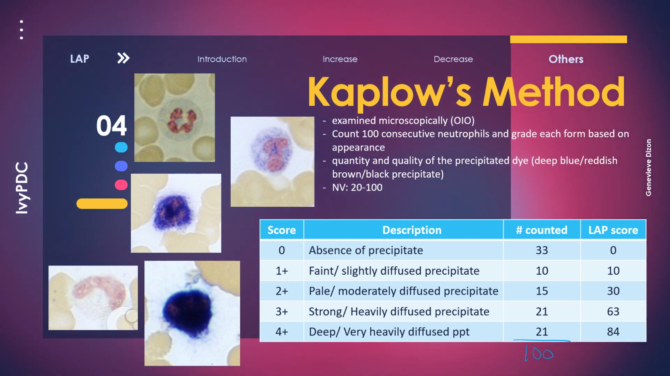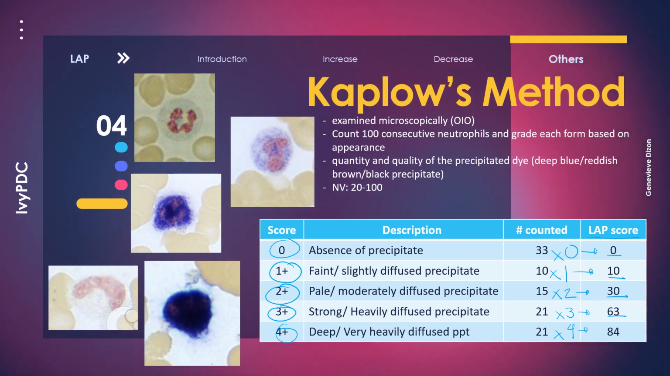The next thing that we have to do is to determine the LAP score. We do this by multiplying the count with the score. So let's say 33 is multiplied to the score of 0, and we have an LAP score of 0. 10 is multiplied to the score of 1, we get 10. 15 is multiplied to 2, equals 30. 21 is multiplied to 3, equals 63. And lastly, 21 is multiplied to 4, and we get 84.